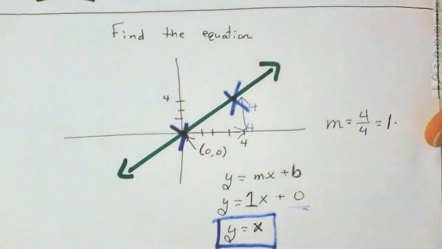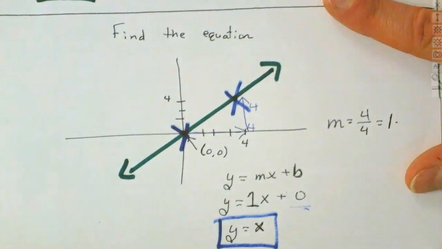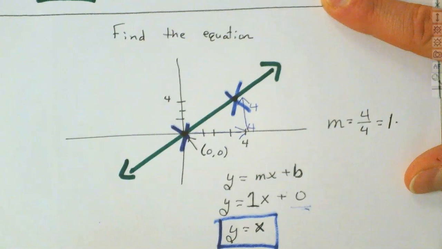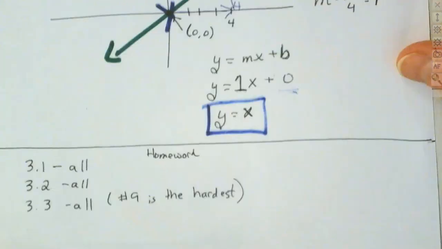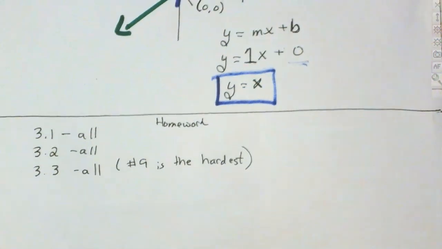The one you may have trouble with is 9. Okay, and if you have trouble with 9, we can go over that next time. But that one has a fraction in it. It's the only one that has a fraction. All the rest are whole numbers. So that's the only one you may really struggle with. It's the hardest. If you have trouble with it, we can talk about it next time.